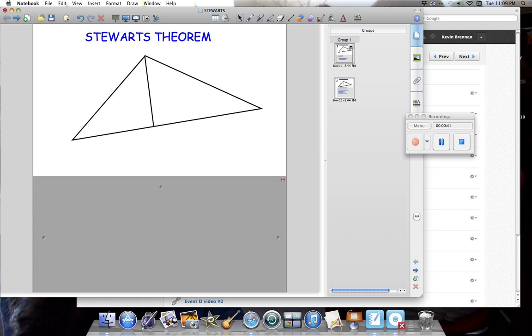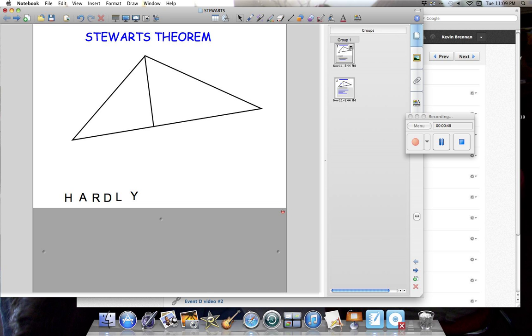Stewart's Theorem, like I said, is kind of an obscure thing, and it's difficult to remember, so I've made up a little trick, I guess, from the Russian Navy. I hardly ever see this on math teams, so I'm going to use the letters from the word hardly.